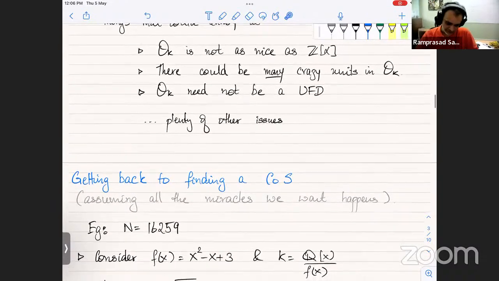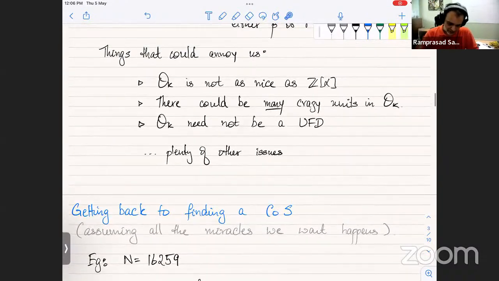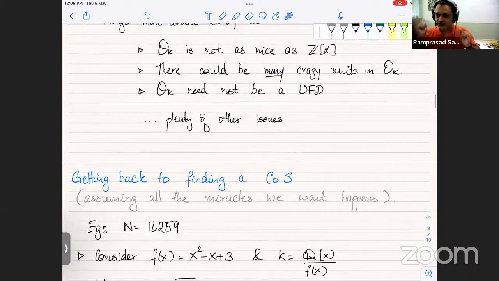Okay, so the number that I want to factor is 16259. And I'm going to choose the following specific polynomial. I know you will have questions. You'll be like, where the hell did this come from? But I will try and answer them shortly. But just play along with it because I just want to give you the template of what happens.